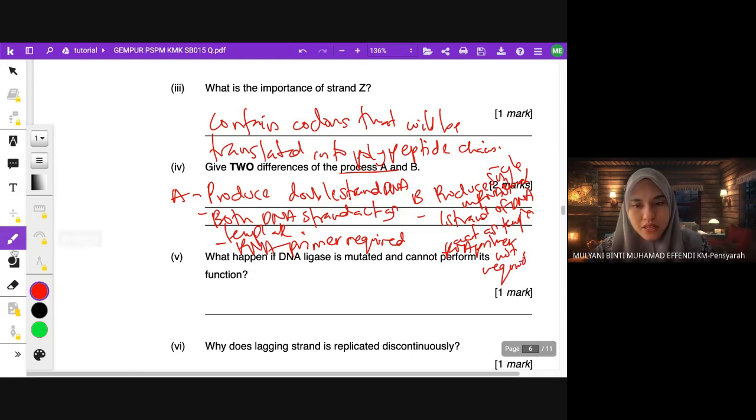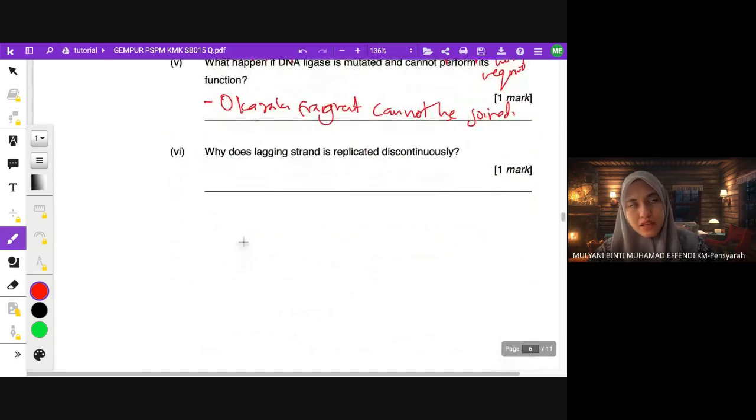So what happen if DNA ligase is mutated and cannot perform its function? So jawapannya Okazaki fragment cannot be joined. Okay, so tak dapat hasilkan Okazaki fragments lah. Bukan. Okazaki fragments tu tak dapat digabungkan.